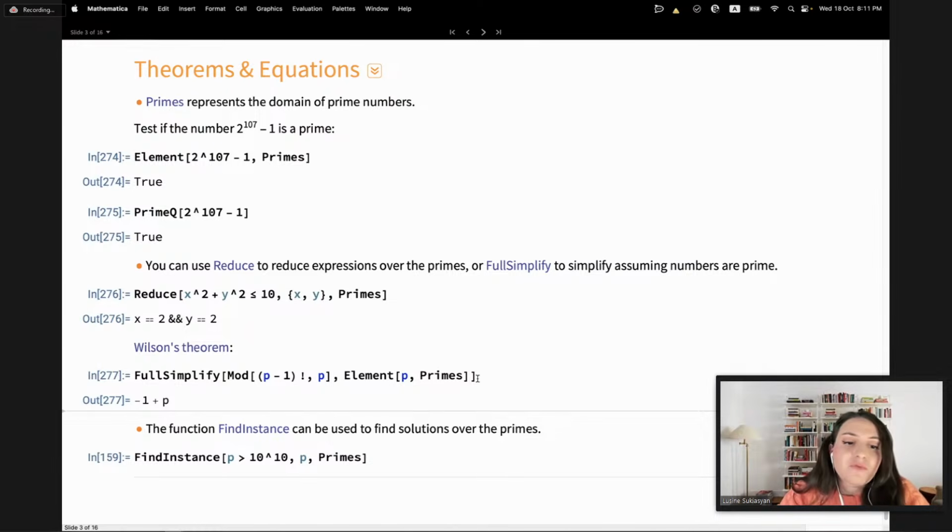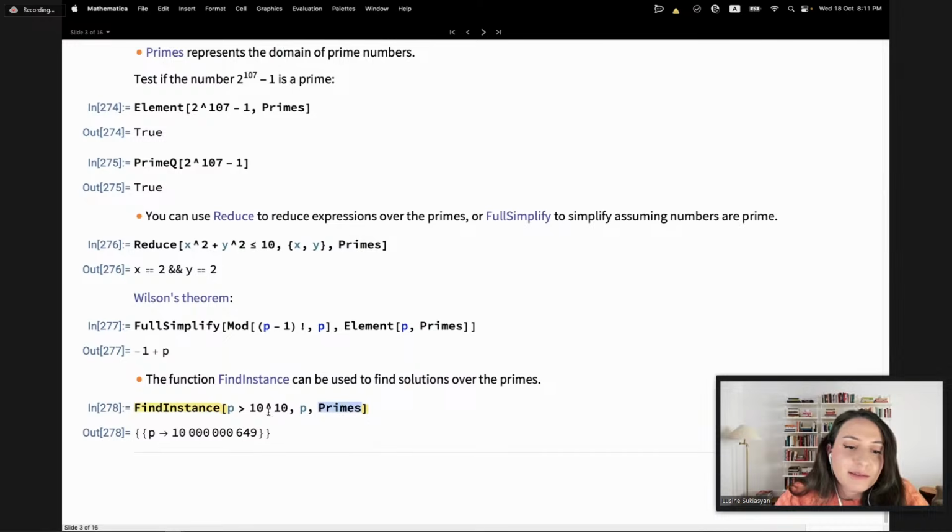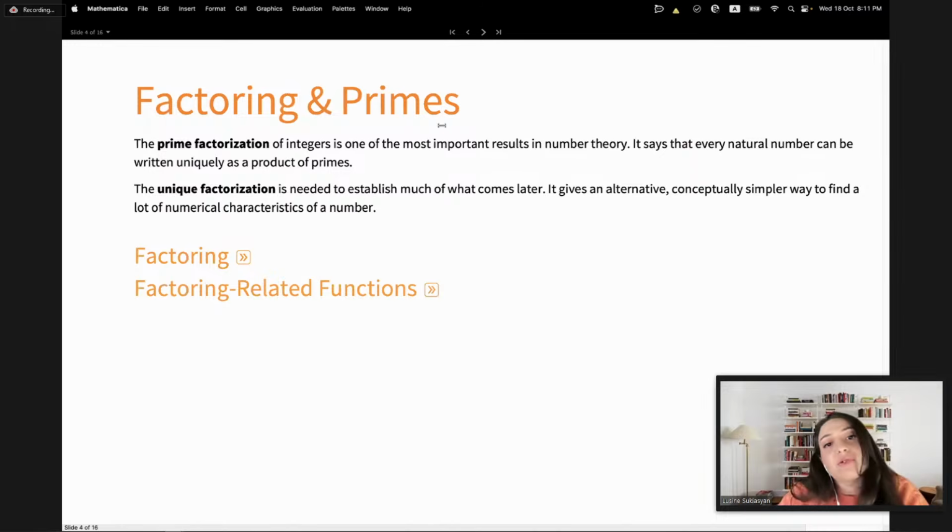Or we can use the function FindInstance, and that can be used to find solutions again over primes. For example, we want to find a prime number that is greater than 10 to the power of 10, and here is an instance of a prime number that is greater than 10 to the power of 10. So in this group, now let's go to factoring. We talked about primes. Now, what about factoring?